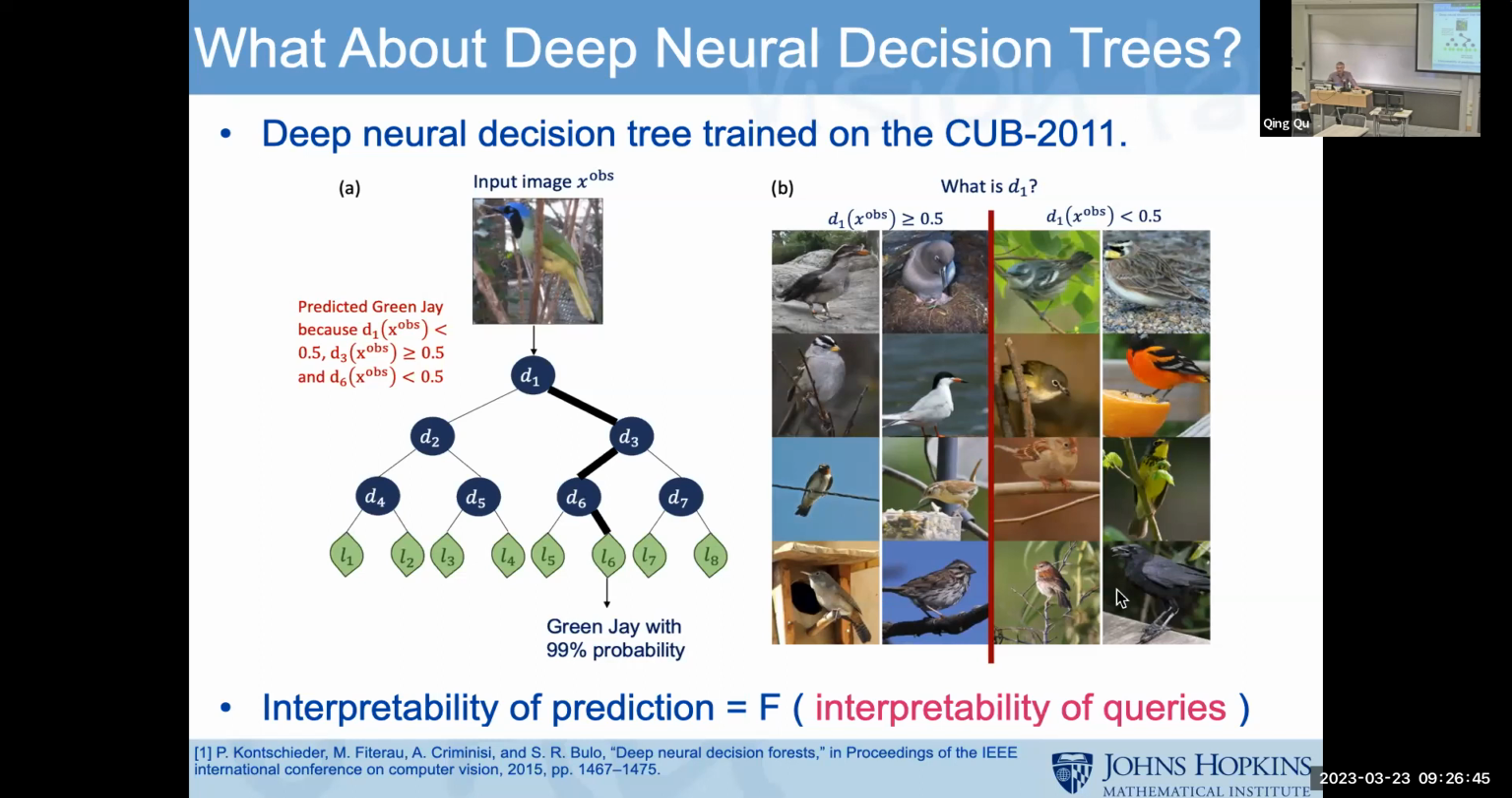And so the point is that interpretability and explainability isn't achieved just because I put together some mathematical method. In order for this to be interpretable, every query at every node of the tree needs to be interpretable. The same as the example with sparsity.